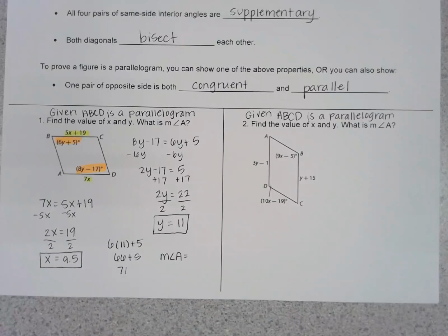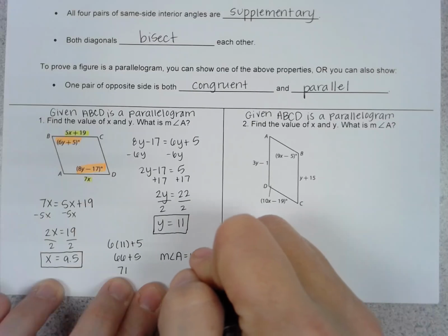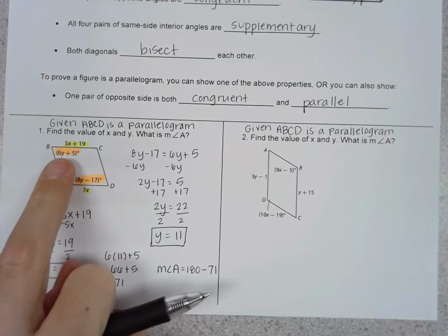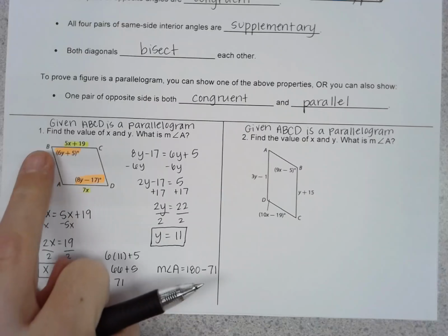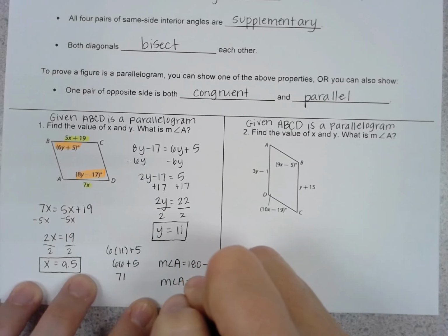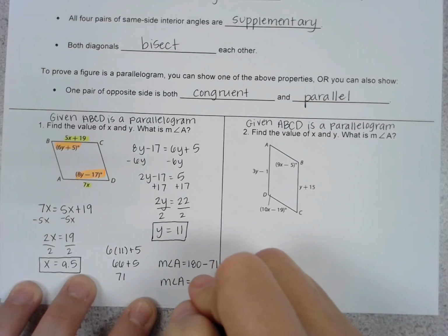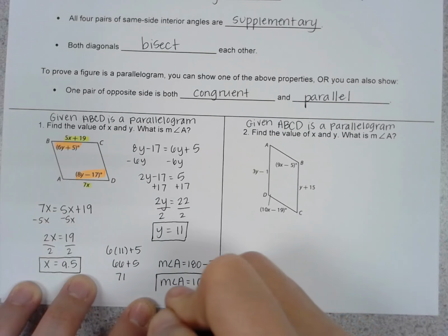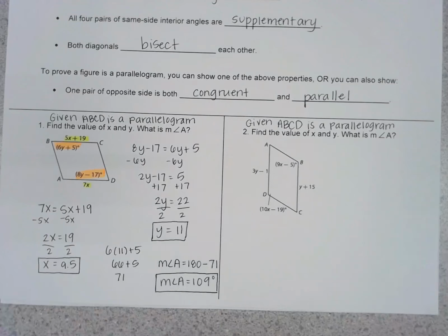So to find the measure of angle A, I'm going to do 180 and I'm going to subtract 71, because if this angle is 71, these two angles have to add up to 180. And so the last answer for this question is that the measure of angle A is equal to 109 degrees. And so those are the 3 things that they wanted me to find here.